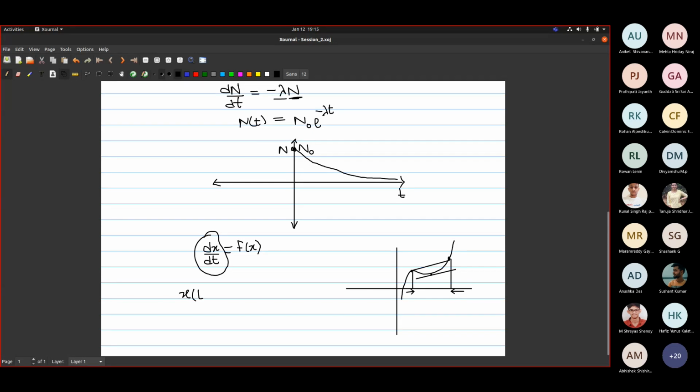That is, x of t plus delta t minus x of t, over delta t, limit as delta t approaches 0. This is the derivative. I'm pretty sure all of you are familiar with this. This is the derivative using first principles.